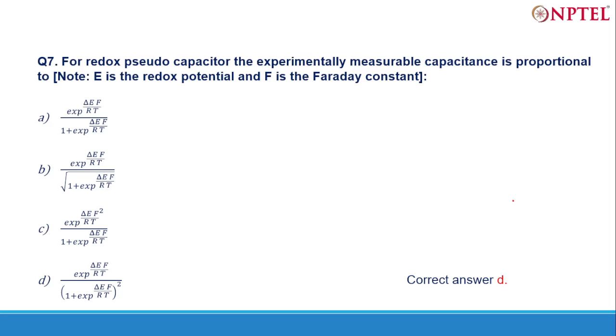Seventh question: for a redox pseudocapacitor, the experimentally measurable capacitance is proportional to, not the redox potential, it is the Faraday's constant. So this is a pure theoretical question. This has been derived in the slides also. I think you can go and see it in the slides. The correct answer is D. This is the point for the redox supercapacitor, that the measurable capacitance is proportional to this.